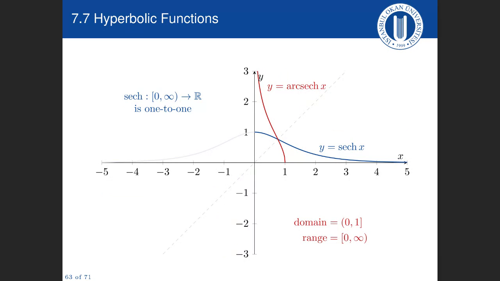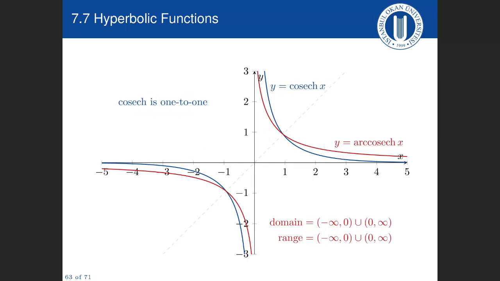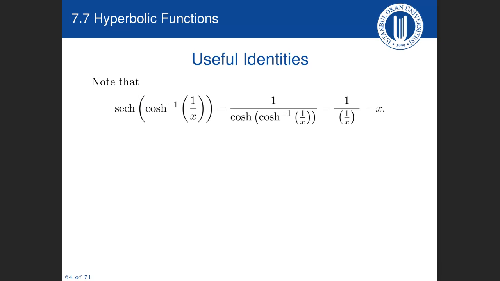Sech is not one-to-one on the whole real line, but if we restrict the domain to the closed interval from 0 to infinity, then it is one-to-one. So then we can talk about its inverse. And sech is 1 on its domain, so it has an inverse. Let's talk about some useful identities here.